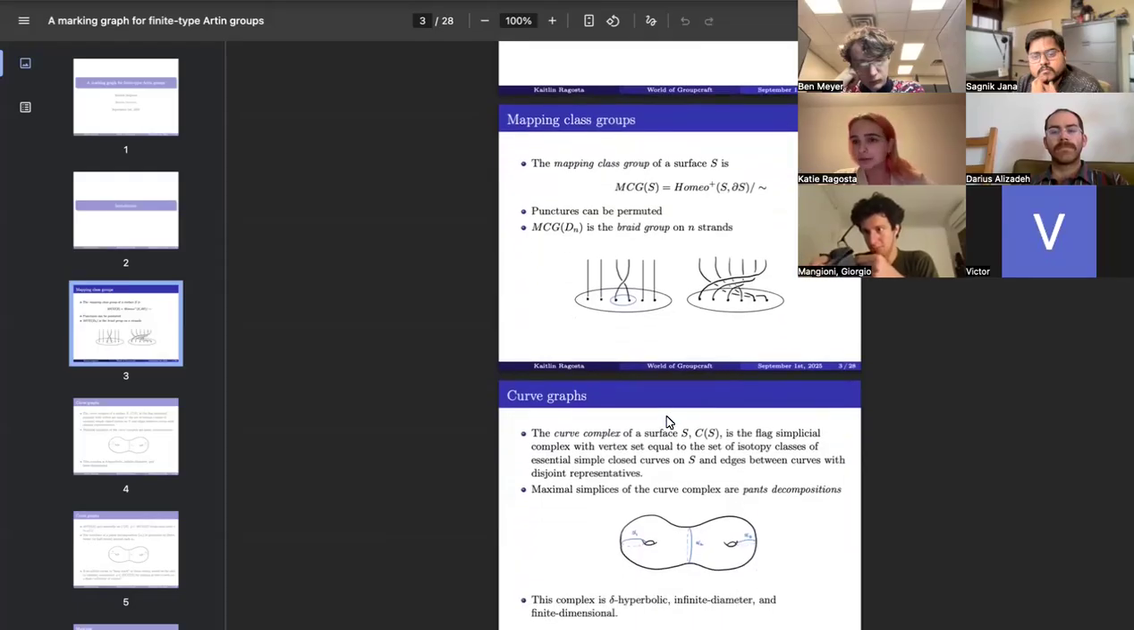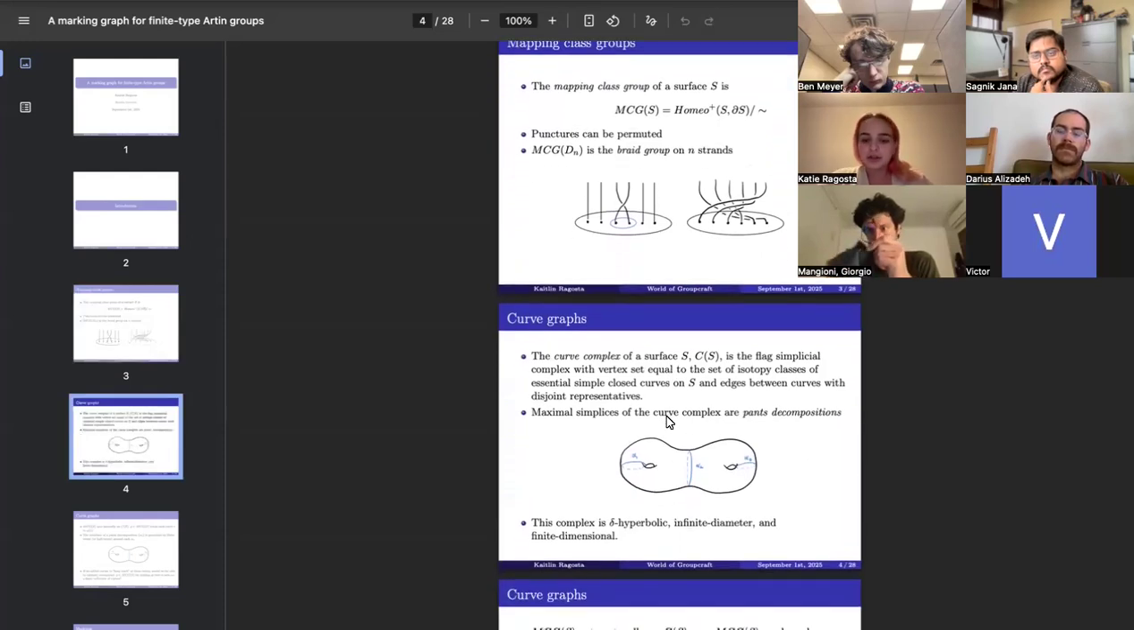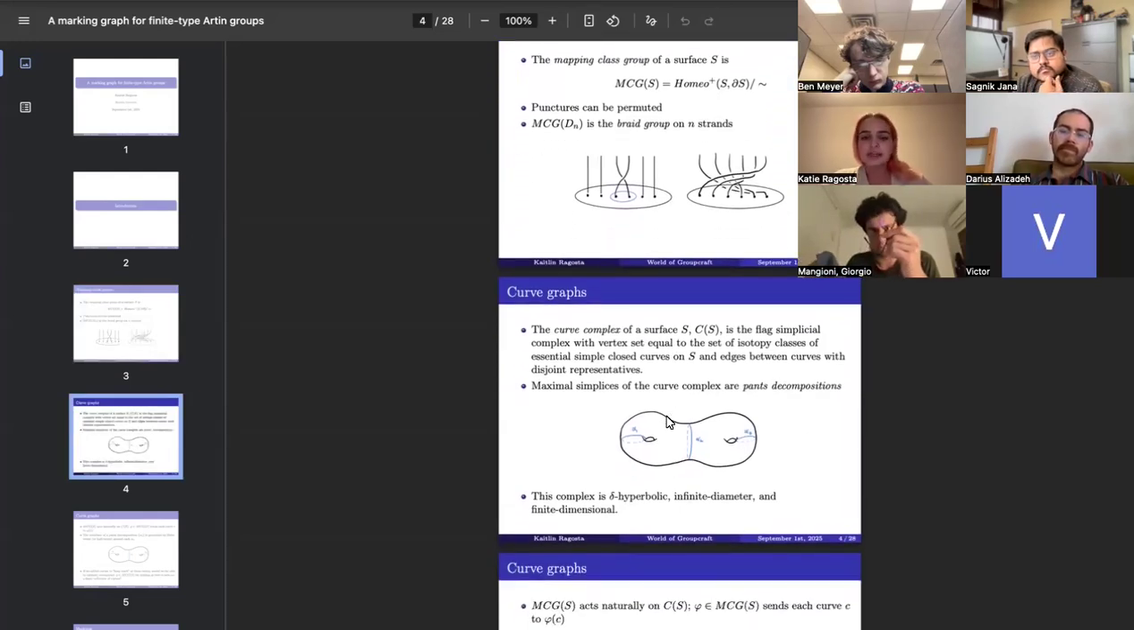The mapping class group has, for a very long time, been studied by its action on what's called the curve complex. So the curve complex of a surface is a simplicial complex where my vertices are going to be isotopy classes of essential simple closed curves. By essential, I just mean not homotopic to a point, a puncture, or a boundary component. And you can see some examples of essential curves in these blue curves down here.